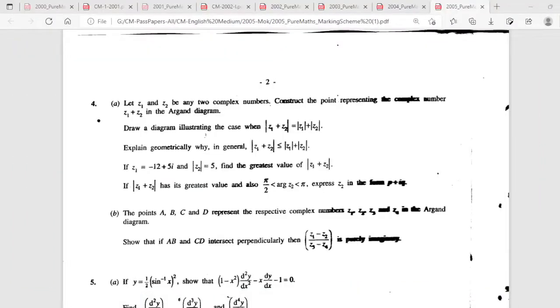Now you are given C1 equals minus 12 plus 5i, and modulus of C2 equals 5. Find the greatest value of modulus of C1 plus C2. Right? How do you find that? Would you think it's a difficult one?